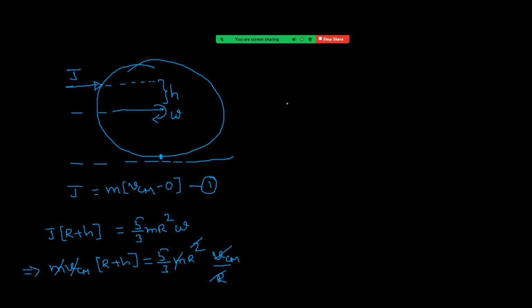R plus H is equal to 5R upon 3. That means H equal to 5 by 3 minus 1, 2 by 3 R. So at a height 2R by 3 from the center, means above the center, if you provide an impulse, it starts rolling without slipping.